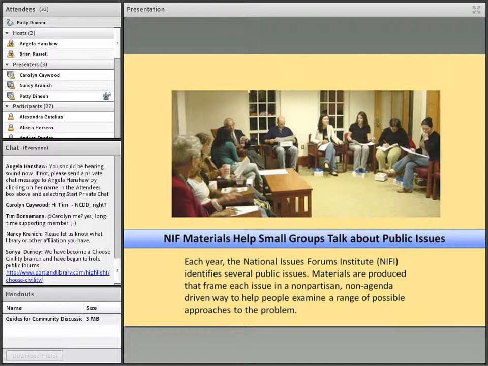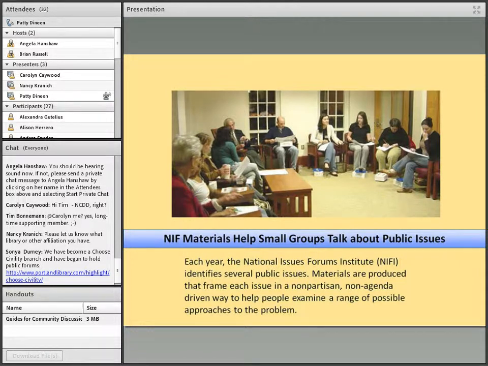We call this issue framing, and it's done in a very particular kind of way where the issue is framed overall in a nonpartisan, non-agenda driven way. So the issue is described, the problem that's at issue, and then 3, occasionally 4 different approaches to the problem are presented for people to use to deliberate about. The picture you see there is typical.